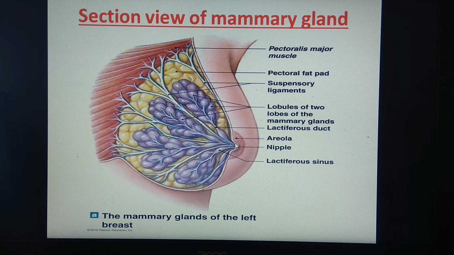Now what is the areola? The areola is the colored portion of the mammary gland. Here you can see the nipple, and the nipple is surrounded by a dark brown, circular area of skin, which is called the areola. Here this is the areola.